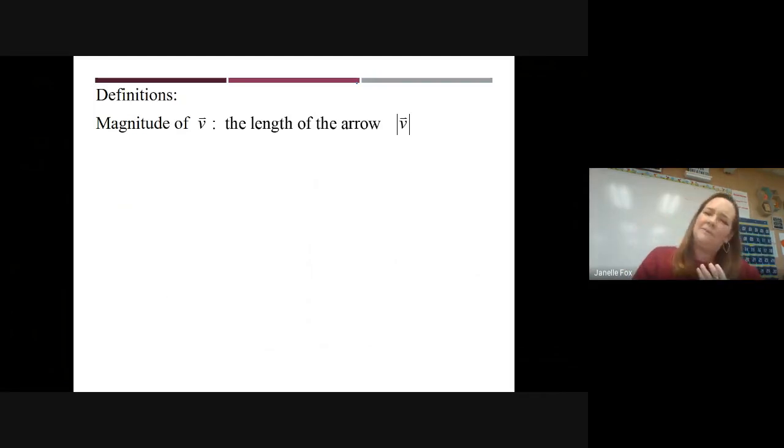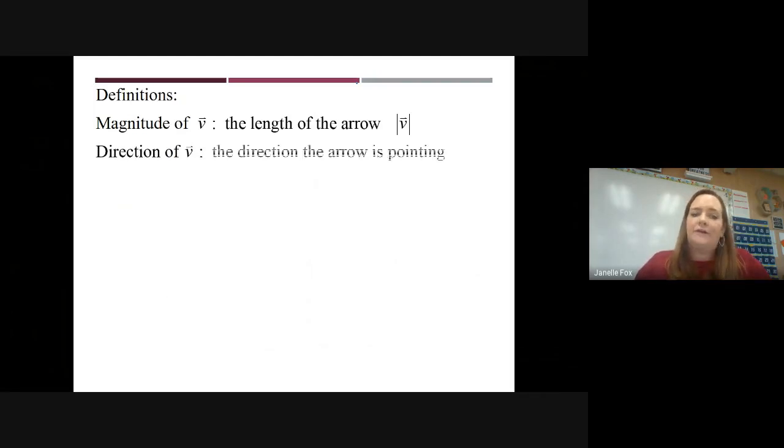But remember, it's not the absolute value because we're in vector land. So we're living in vector land, and those absolute value bars now mean find the length of, find the magnitude. Another word we used in pre-calc was the norm, N-O-R-M. The direction of your vector is basically the direction that the arrow is pointing. That's pretty self-explanatory. It's probably going to be the theta, and we're going to talk about that in just a minute. It's a little bit lower in the notes.